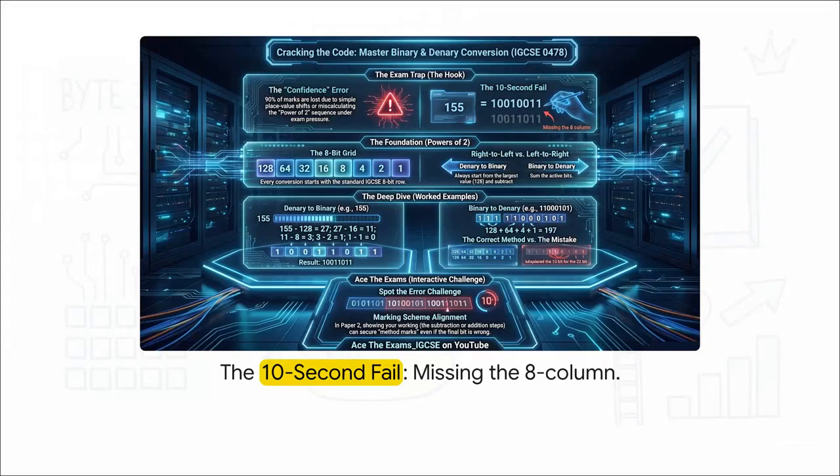All right, let's break down this 10-second fail. The student is trying to convert the denary number 155 into binary. But look at what happens when they write out their powers of 2 from memory. They start strong, 128, 64, 32, 16, and then boom, they jump straight to 4. They completely miss the 8 column. Because of that single little memory slip, literally every subsequent bit is misaligned. They end up writing 1001011 when the correct answer is actually 1001111. Just one missing column, and the computer is suddenly reading a completely different instruction.